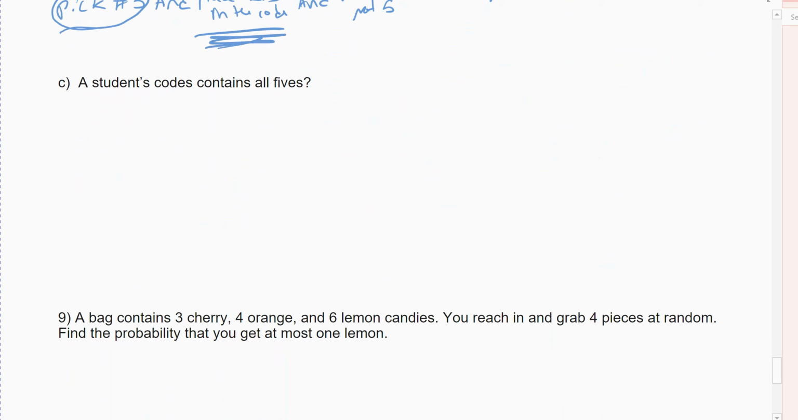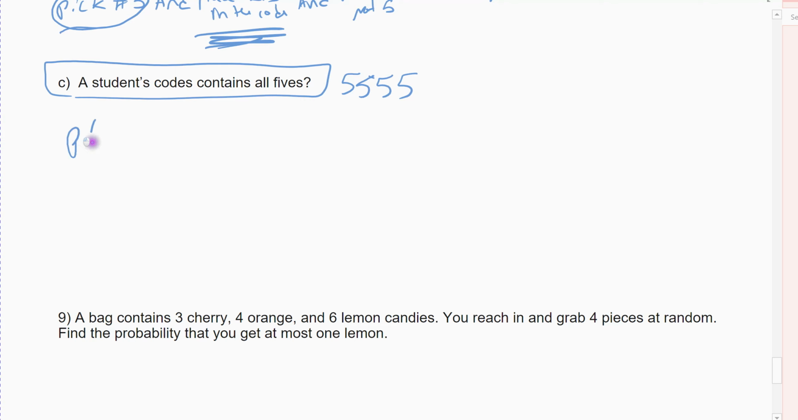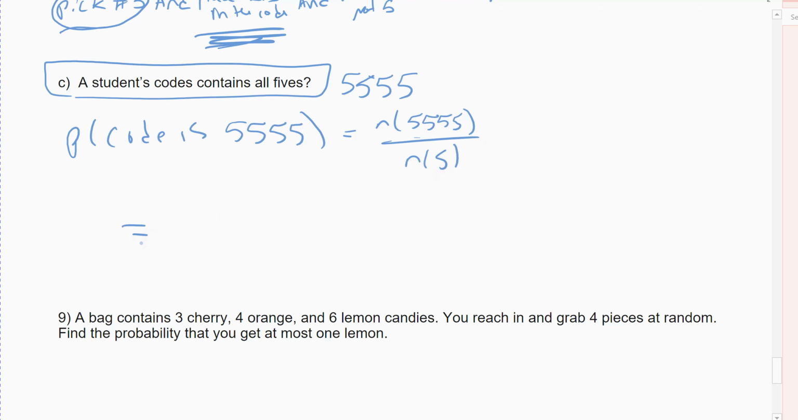Alright, the last one of this example. A student's code contains all 5s. So that means all 4 numbers are 5s, right? So the probability of the code is 5, 5, 5, 5. Well, the number of ways to get 5, 5, 5, 5 out of my universal set? That's one specific code, right? There's only one way. There's only one code that's all 5s. So it's 1 out of my universal, 10 to the 4th, so 1 out of 10,000.